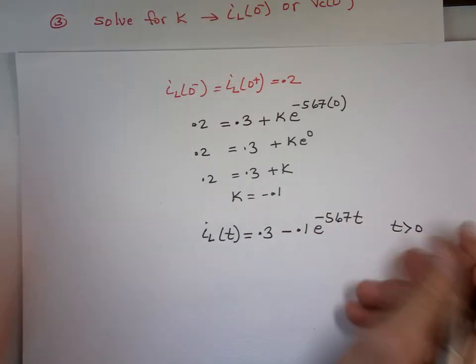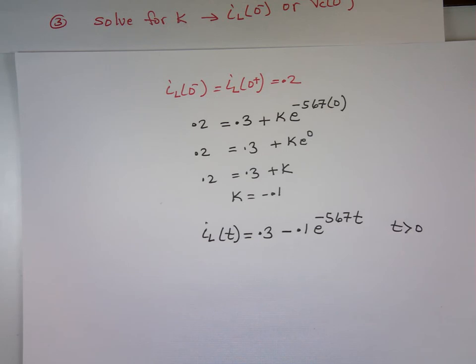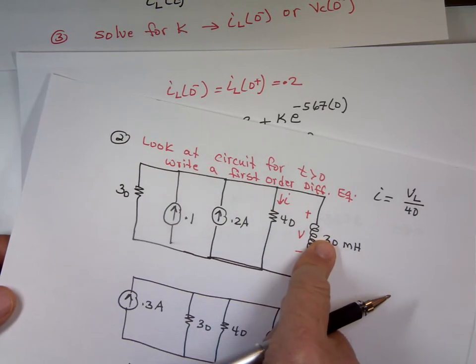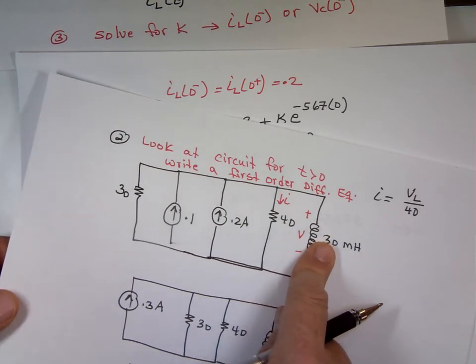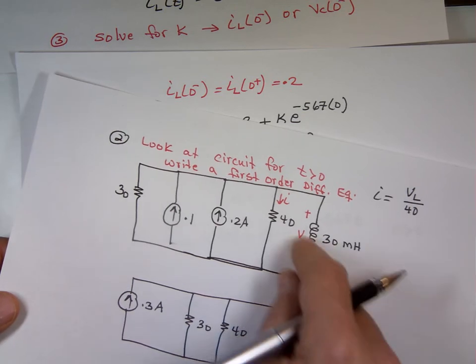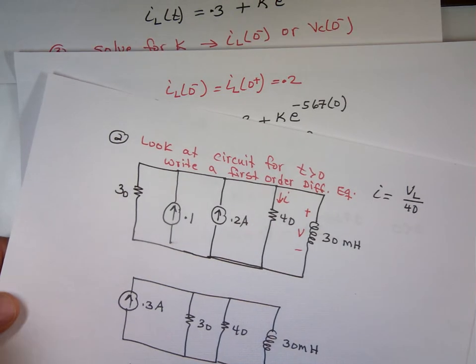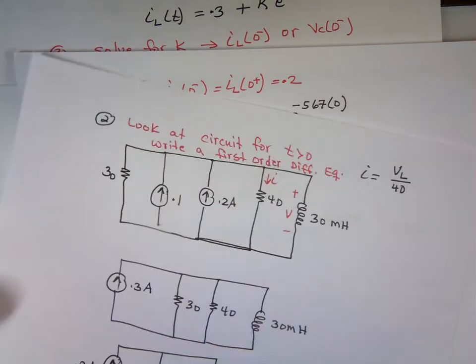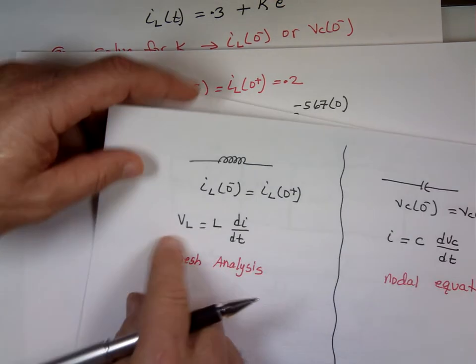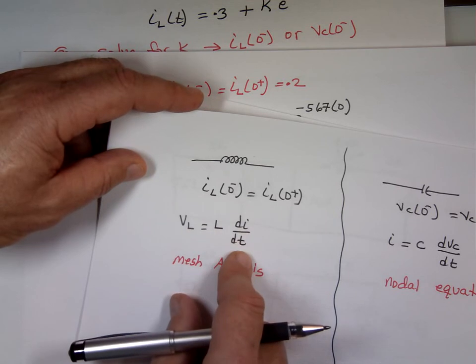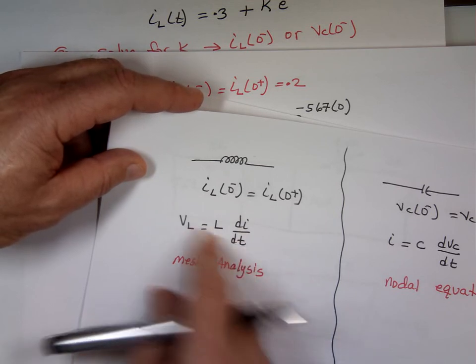Big deal. That wasn't the question. The question was to find the current through the resistor, that resistor, not that one. I said, well, if you know the voltage, you can find the current, right? Well, can I find the voltage across the inductor? Let's see if you remember. V equals what? L di/dt, right? Take the derivative of the current through it, you get your voltage.